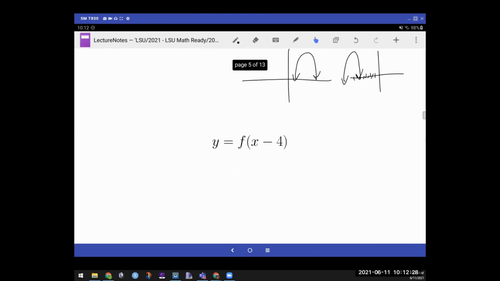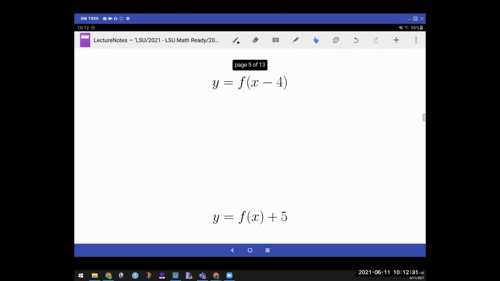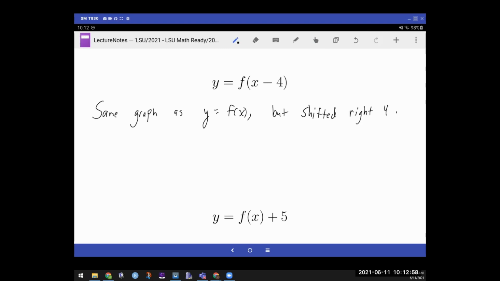Okay, so then this one here, x minus 4. Okay, well, that's the same graph as y equals f of x, whatever that happens to look like, but shifted. Okay, that minus 4 is happening inside with x, right? It's not on the outside. It's inside with x. And it's subtraction, so that means I'm moving it to the right. So shifted right 4 units.